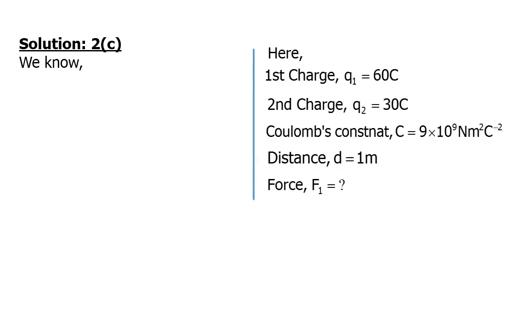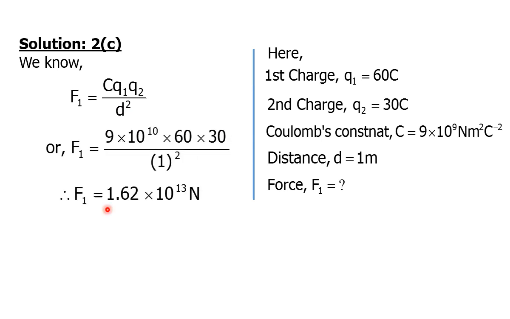Solution C. The given quantities are Q1 is 60 coulomb and Q2 is 30 coulomb, and we know the Coulomb constant is 9 into 10 to the power 9 Newton meter square per coulomb square. Distance is given 1 meter in the figure 1, and we have to calculate the force F1. So we have the formula to calculate the Coulomb force, F equal to C Q1 Q2 by d square. After calculation we will get the value of force, which is F1 equal to 1.62 into 10 to the power 13 Newton. And that is the answer.